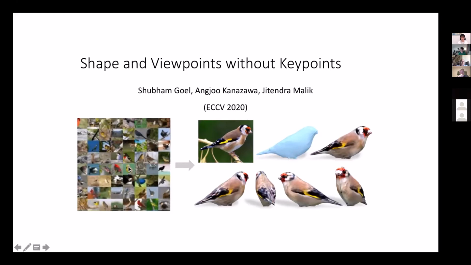And in this work, we showed that we didn't even need keypoint knowledge to be able to do this. So this is not your traditional setup for structure from motion or stereopsis, where you have one instance and you look at it from different viewpoints. This was a harder version of the problem in a certain sense, because the different views are of different instances.